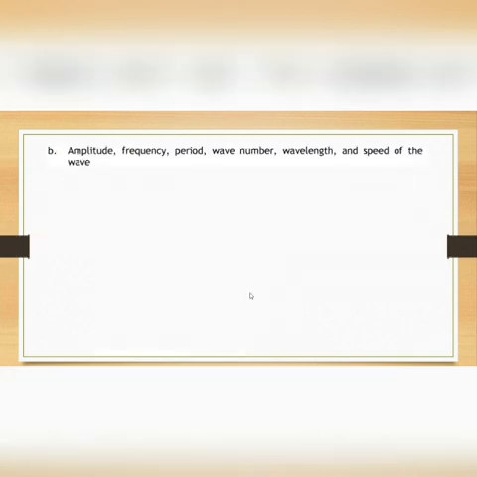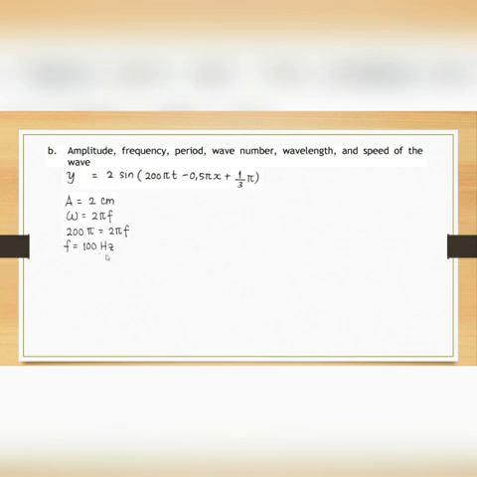Question B, we want to find several quantities: amplitude, frequency, period, wave number, wavelength, and speed of the wave. The equation is y equals 2 sine (200 pi t minus 0.5 pi x plus 1/3 pi). The amplitude here is 2 centimeters. To find frequency, we look at this omega. Omega is equal to 2 pi f, and omega itself is 200 pi. So we can calculate f to be 100 hertz.